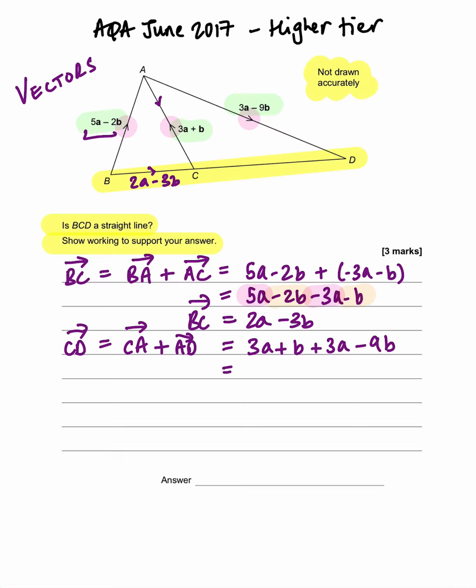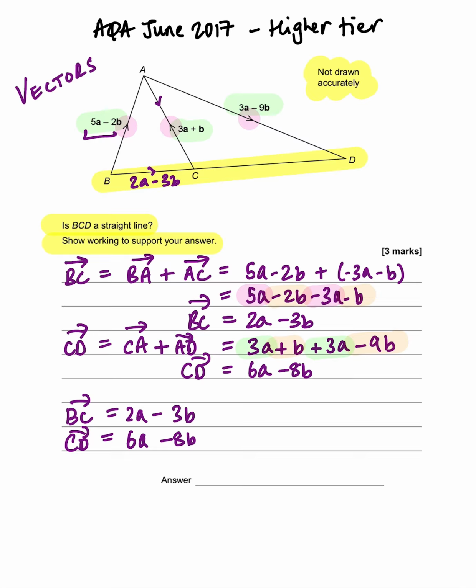So then we're going to simplify, guys, okay? Collect like terms. 3A plus 3A gives us 6A. B minus 9B gives us minus 8B. So that is our vector for CD. So now to decide if BCD is a straight line, we need to compare these vectors. So we've got BC equals 2A minus 3B, and we've got CD equals 6A minus 8B.